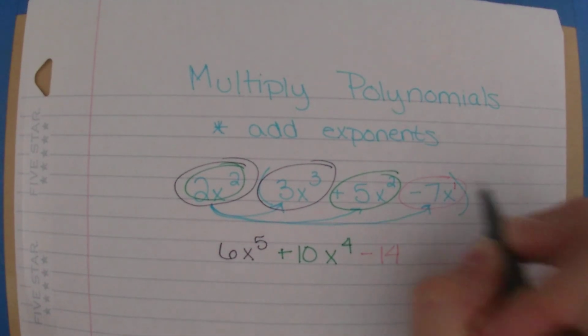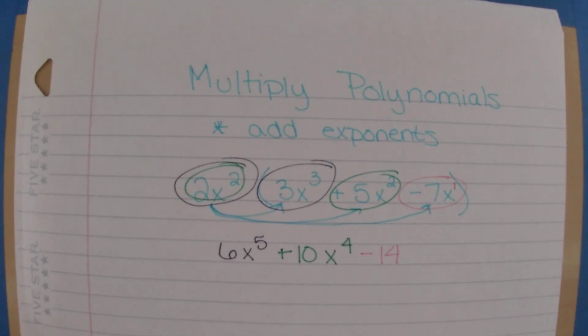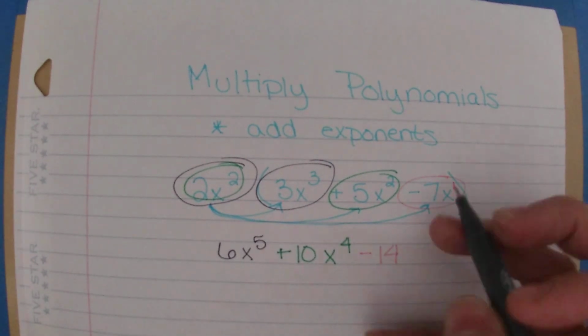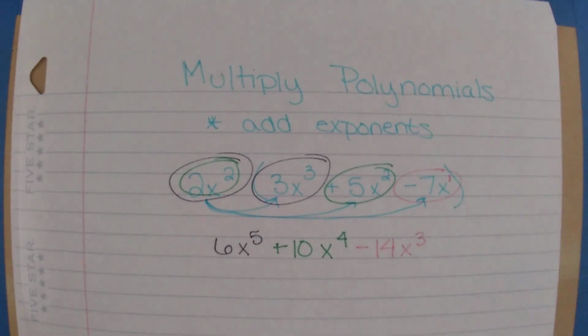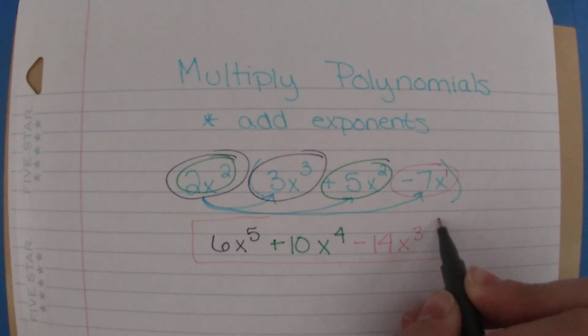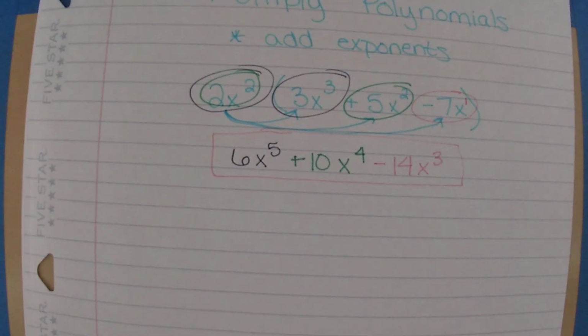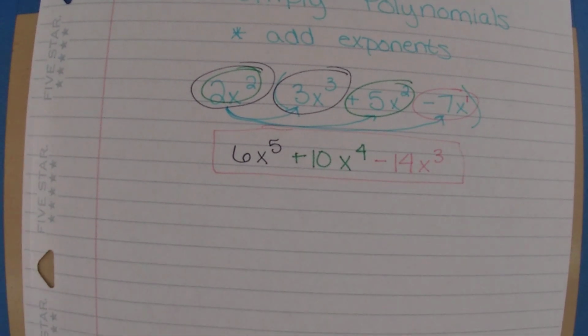Now remember, if we don't see an exponent at all, there's really an exponent of 1. So 2 plus 1 gives us 3. And so our final answer is 6x to the fifth plus 10x to the fourth minus 14x to the third. Now remember, that is our final answer because we cannot combine like terms if their exponents don't match. So don't try and take this any further. We can't add any of those up because those exponents aren't the same.